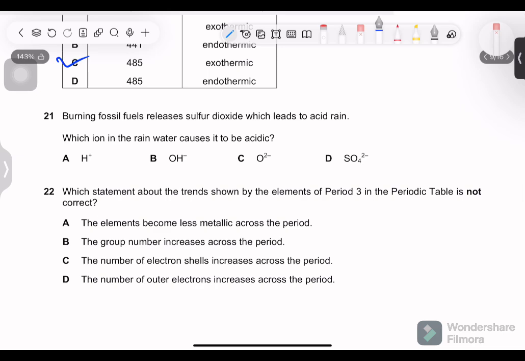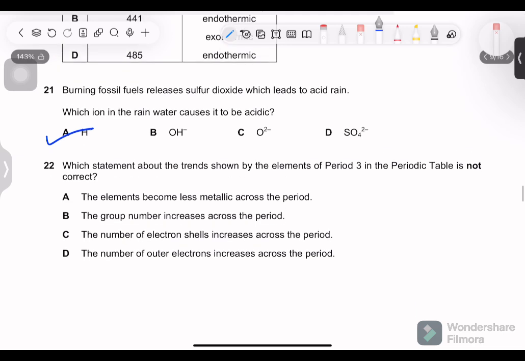Burning fossil fuels releases sulfur dioxide, which leads to acid rain. Which ion in the rainwater causes it to be acidic? Obviously, hydrogen ions are what make an acid. Which statement about the trend shown by the elements of period 3 in the periodic table is not correct?